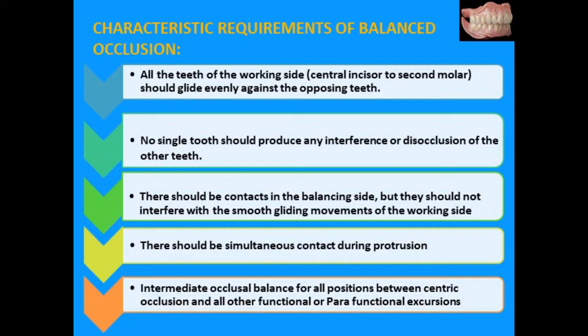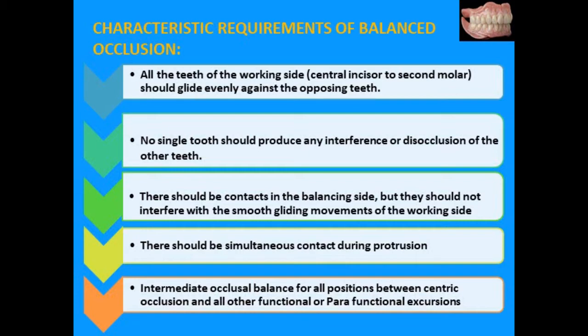So there all teeth should glide evenly against the opposing teeth, and there should be no single tooth that produces any interference or disocclusion of the other teeth. That means there should not be any interferences. And what about the balancing side? There should be contacts on the balancing side also, and they should not interfere with the smooth gliding movements of the working side. So on the working side there is smooth gliding movement, and along with that on the balancing side there should be contact.